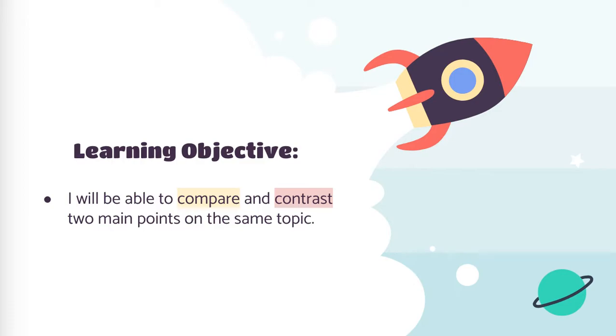As always, we're going to start by going over the learning objective or learning goal for today's lesson. As I read, I would like you to follow along and read out loud with me. Ready? Begin. I will be able to compare and contrast two main points on the same topic. Notice how I highlighted the words compare and contrast. These are the key words we will be focusing on this entire week.